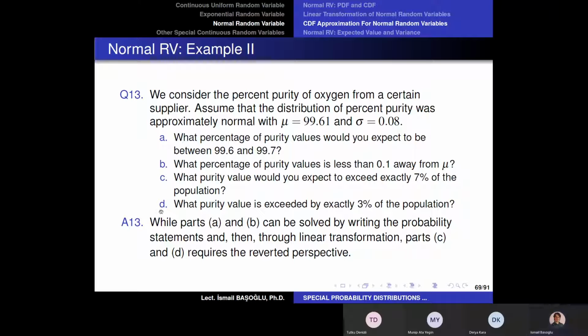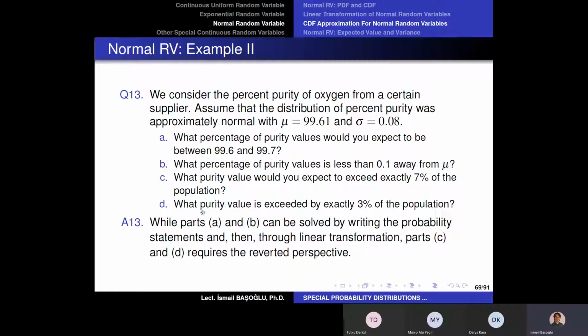Coming to part D. It says, what purity value is exceeded by exactly 3% of the population? Now, remember, my population consists of normally distributed oxygen tube purity percentages, with location parameter 99.61 and scale parameter 0.08. So I have several oxygen tubes like that. The average, the location parameter of their distribution, is 99.61 and the scale parameter is 0.08. So the question asks, what purity value is exceeded by exactly 3% of the population?